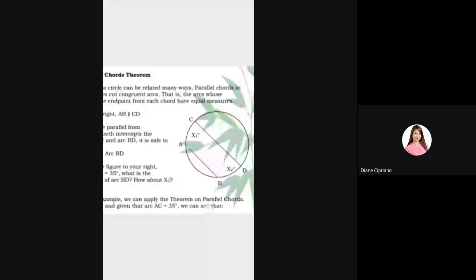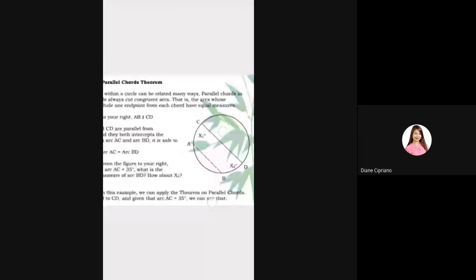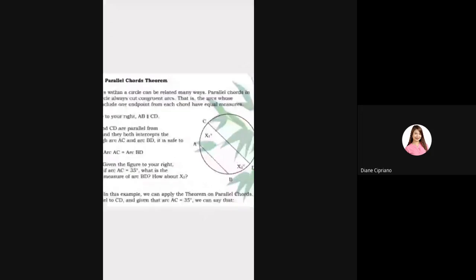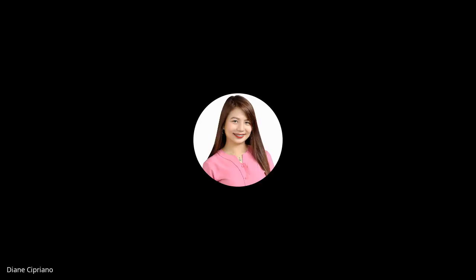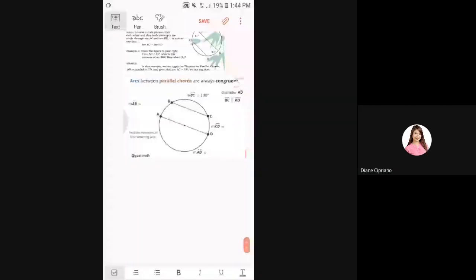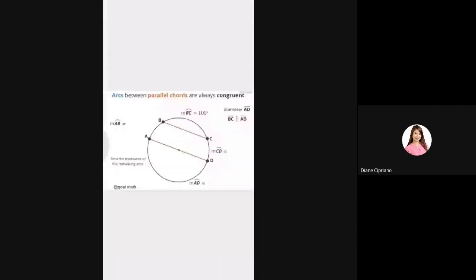That's correct. We have an example. Arcs between parallel chords are always congruent. So that's the only thing we need to remember here: the arcs between parallel chords are always congruent. So, let's have an example here.